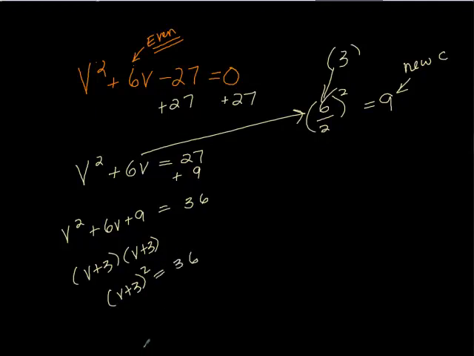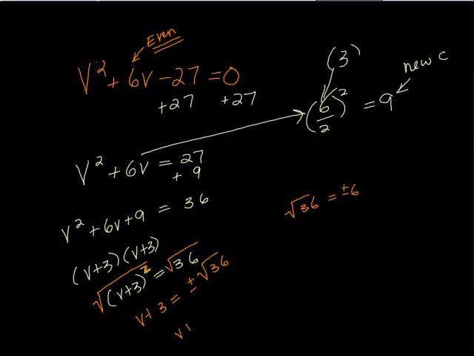Hopefully you can see what we're going to do here. You see the squared here. So to undo a square, you take its square root, and the square root here. And we get v plus 3 is equal to plus or minus the square root of 36. Remember, the square root of 36 equals positive or negative 6. So we're going to do this problem twice. First, we're going to do the plus.